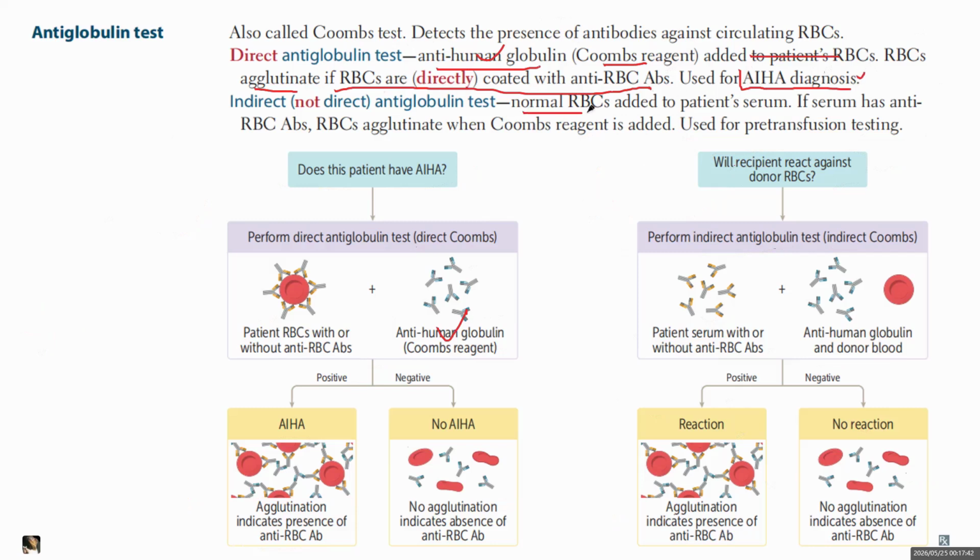The indirect one: normal red blood cells are added to the patient serum. If the serum has anti-red blood cell antibodies, the red blood cells agglutinate when the Coombs reagent is added, and this is actually used for the pre-transfusion testing, right? You have to remember it.